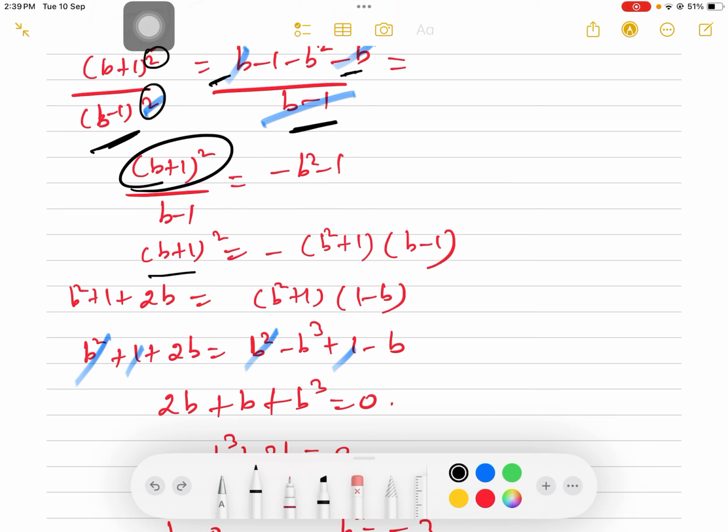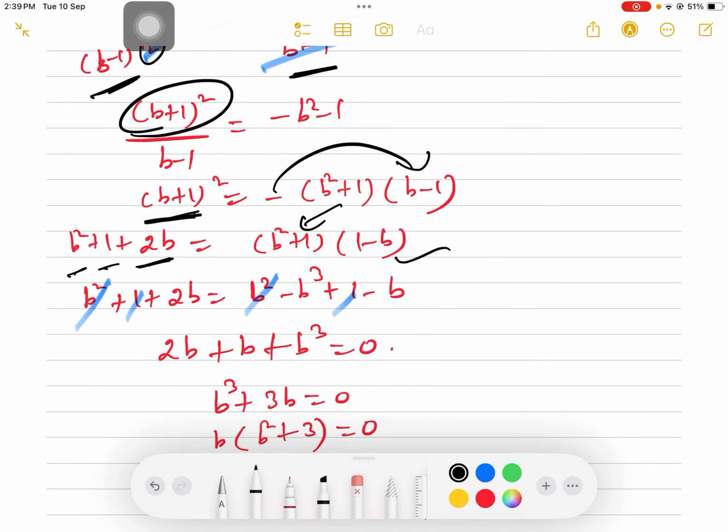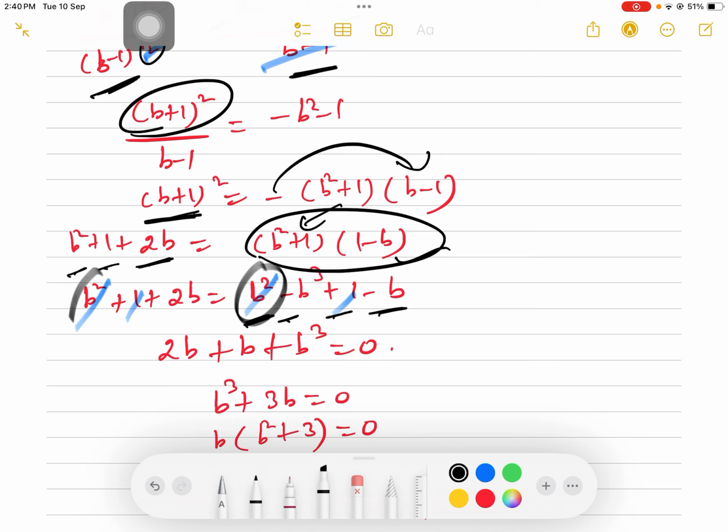After that I put the whole square formula, a plus b whole square equals a square plus b square plus 2ab, and here b square plus 1 as it is, and this minus sign I multiplied here. So 1 negative became 1 positive, positive b became negative b. Now these two brackets I multiplied by each other. So I got b square minus b cube plus 1 minus b. I can see this b square and this b square got cancelled. Even this plus 1 and this plus 1 got cancelled.